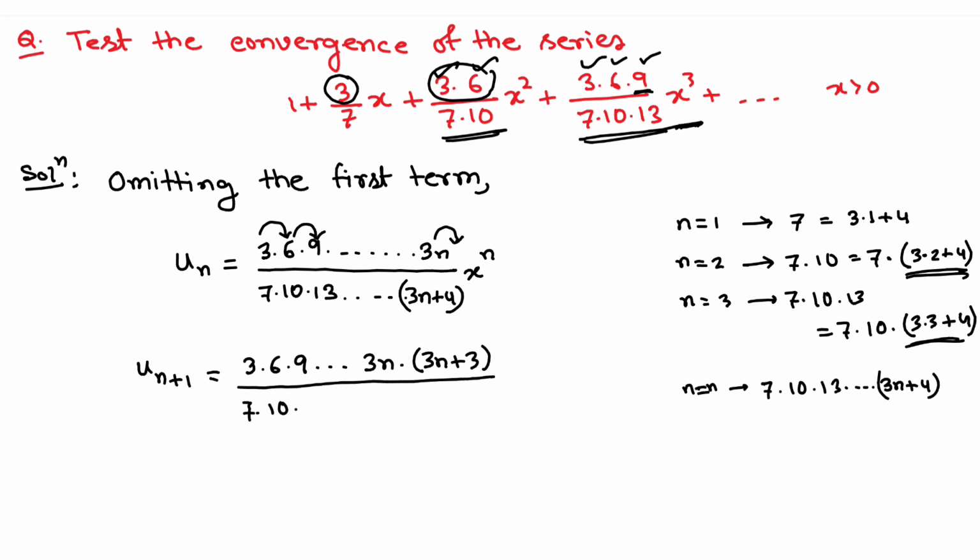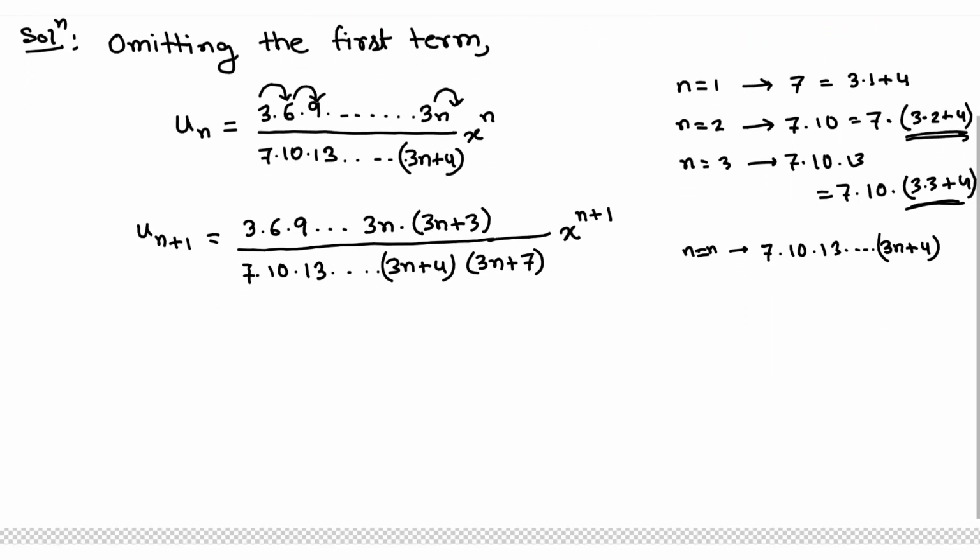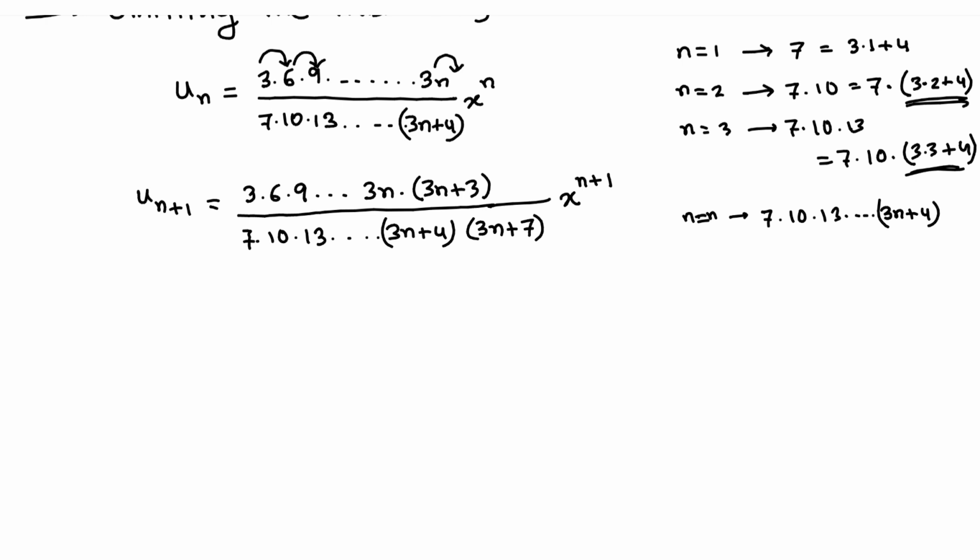7 into 10 into 13 into 3n plus 4. Again here the differences are 3. So 3n plus 4 plus 3, which will be 3n plus 7. Okay, this is your un. Now this is multiplied by x to the power n. So obviously here the next term will be x to the power n plus 1. Okay, I think that is clear. So now let's apply D'Alembert's ratio test.